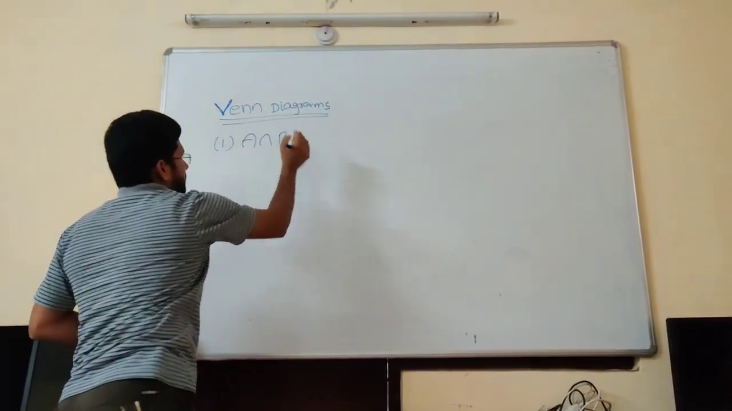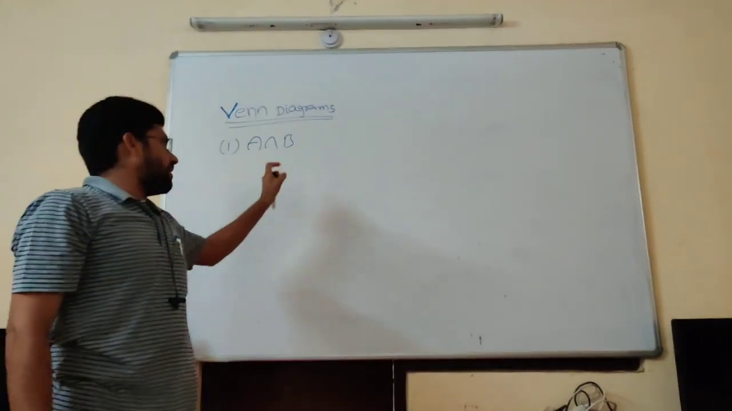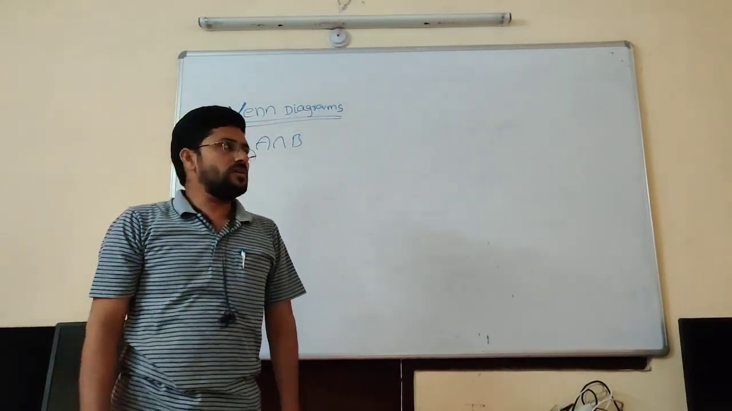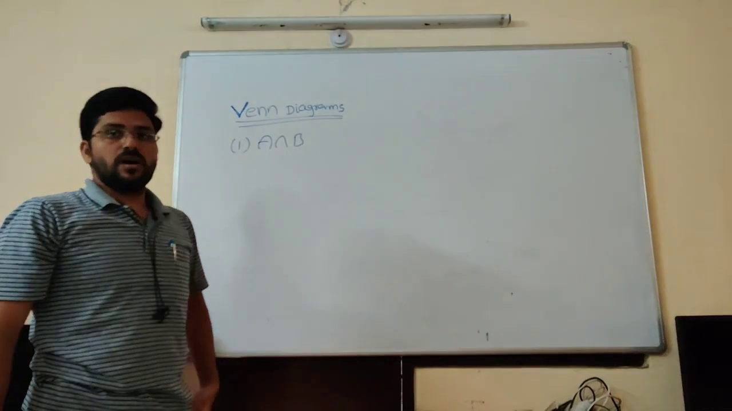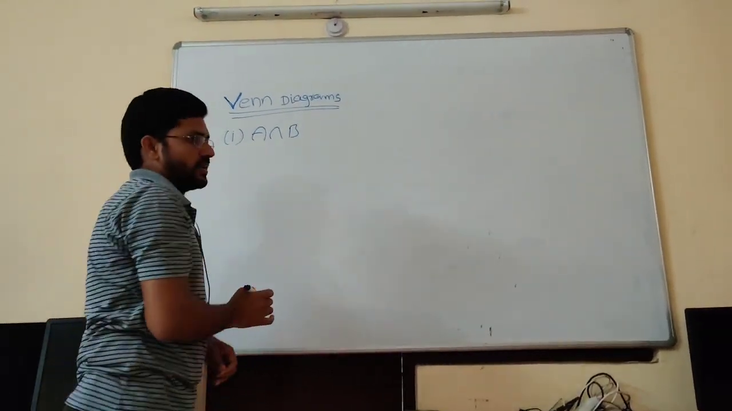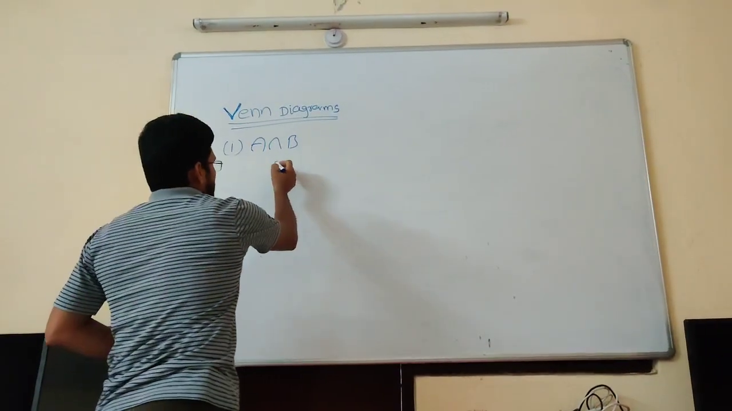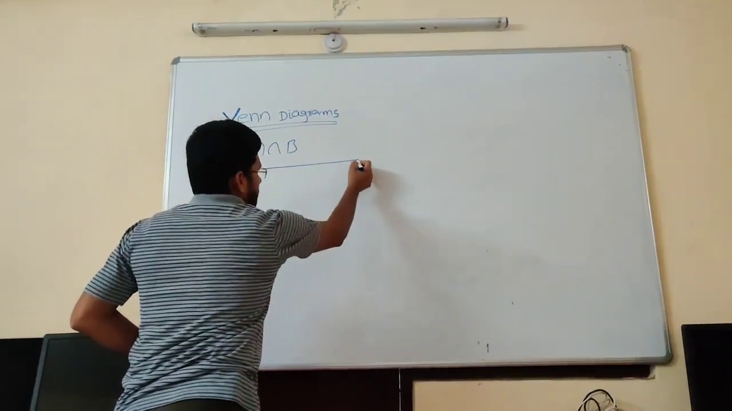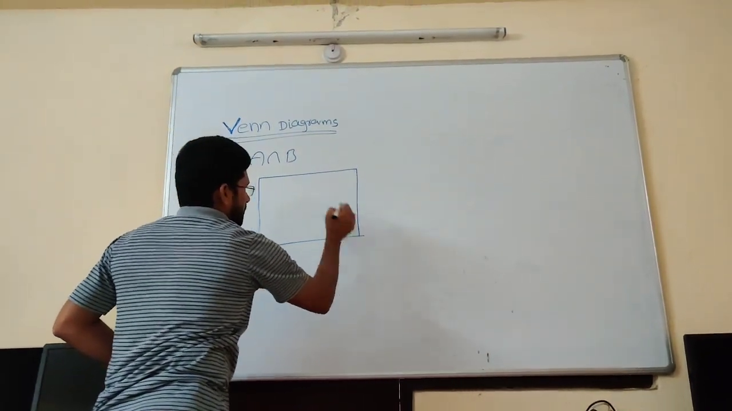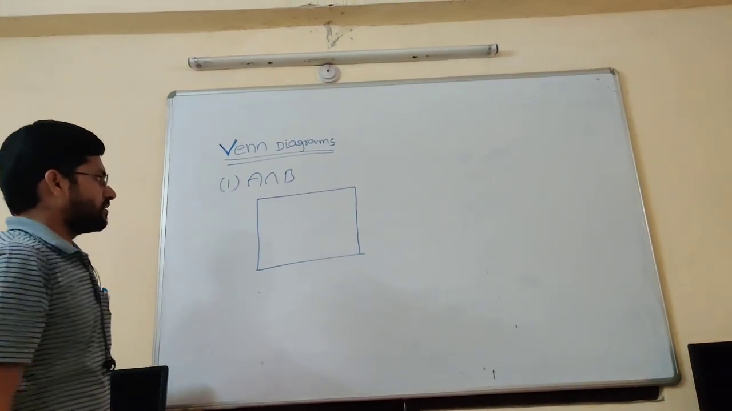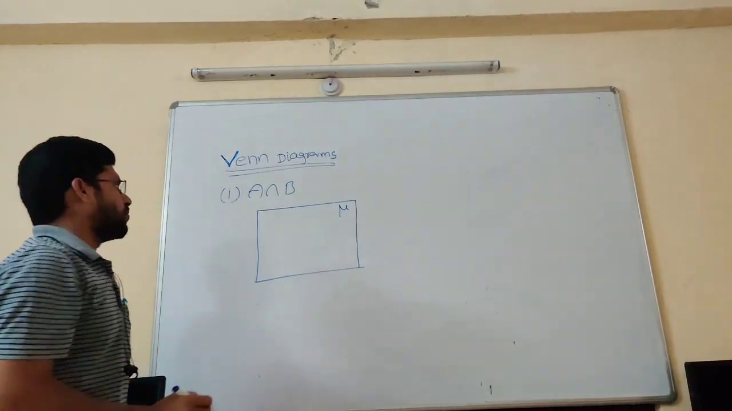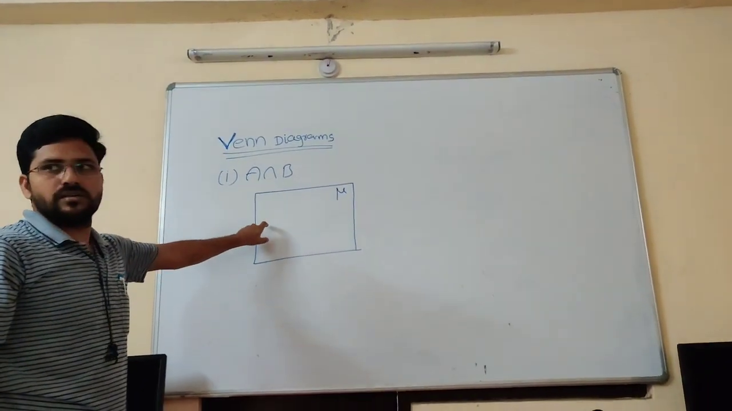A intersection B. We know very well, intersection means the common elements we have to take from both the sets. The same way, this is how to represent it in a Venn diagram. First, if you want to draw the Venn diagram, we have to take a rectangular box. This is represented by mu or U also. Why? Because it is the universal set.